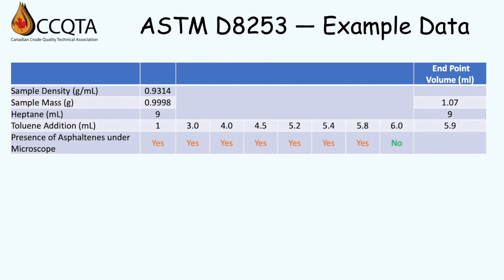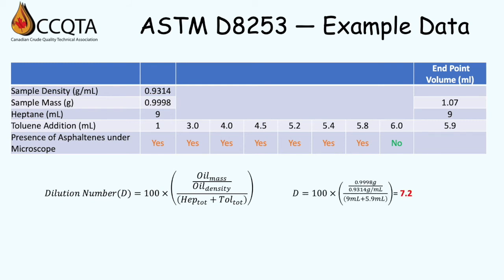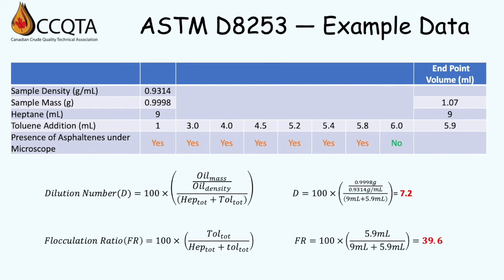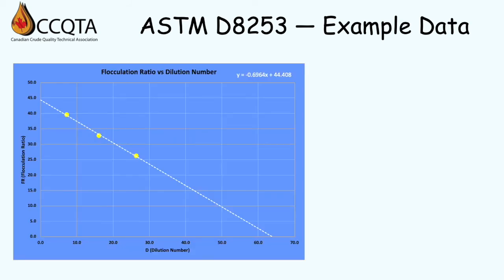This is the data from the microscope observations we just looked at. There are 2 values that are calculated. First, the dilution number, which is effectively the volume percent of sample at the endpoint, which in this case is 7.2. Next is the flocculation ratio, which is effectively the volume percent of toluene at the endpoint, which in this case is 39.6. The dilution ratio and flocculation ratio are plotted for each sample mass, and then the solubility parameters are calculated.